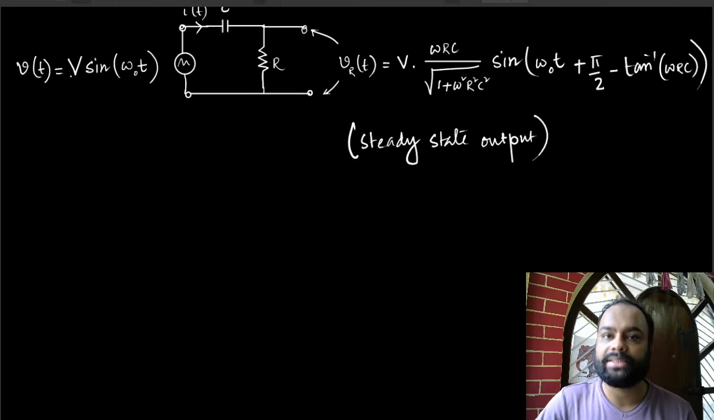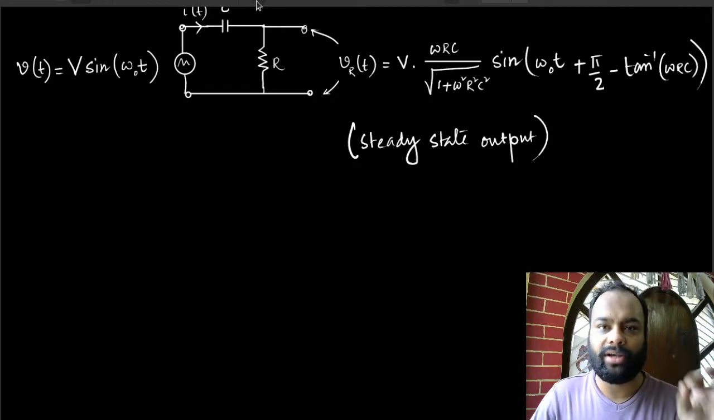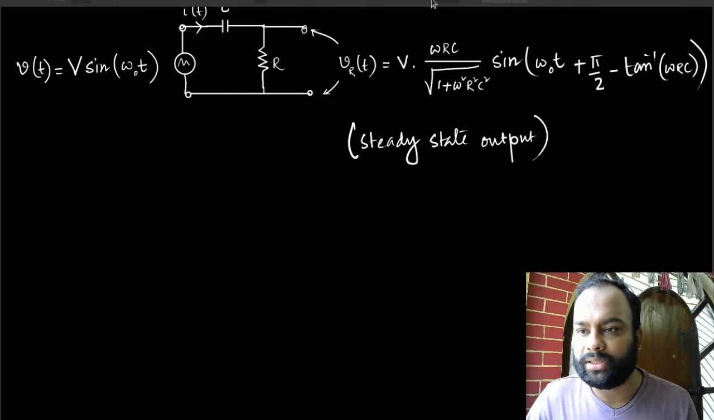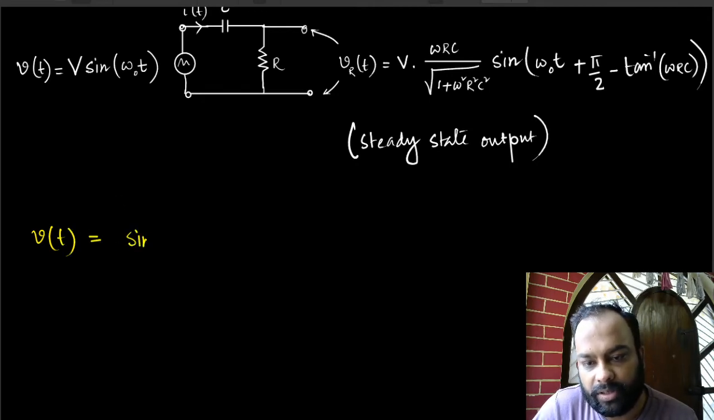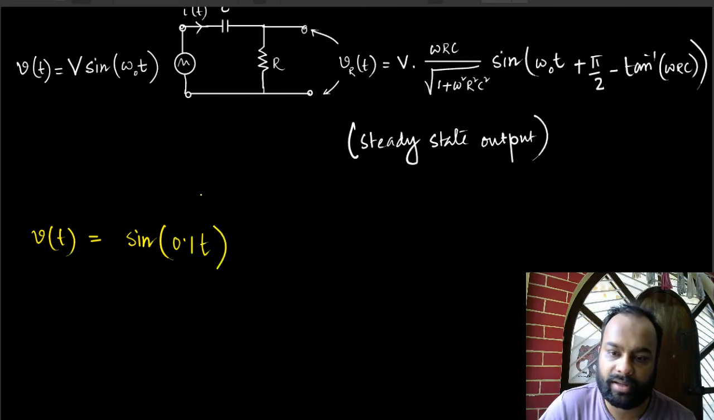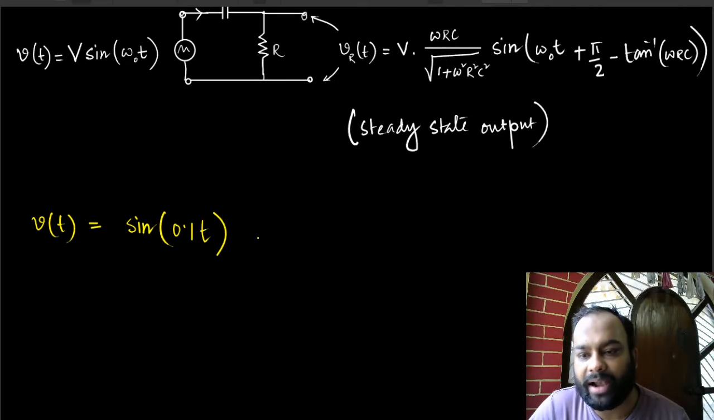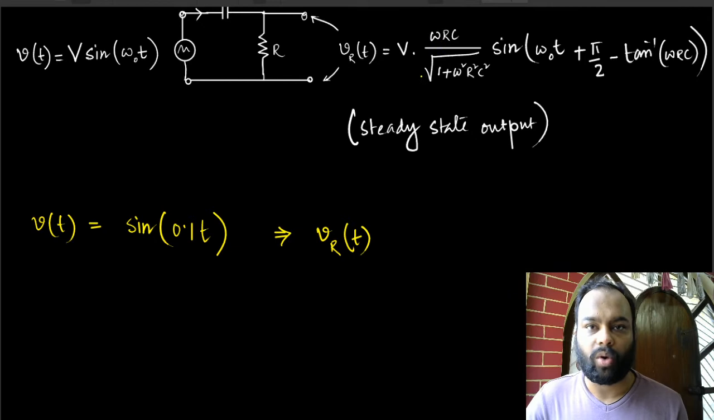Let's say V equal to 1, because on both sides I have V. So let's say the peak amplitude voltage here is 1. Let's say my input is sine 0.1 t, so 0.1 radian per second. If I have that, the question is, what is going to be the output? What is the voltage across the resistor? What is going to be the amplitude of that?